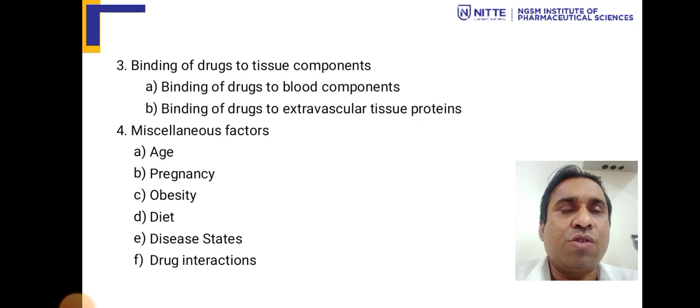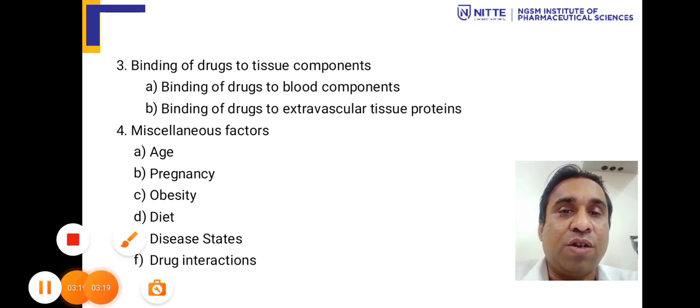Now binding of drugs to tissue components. Binding of drug to the blood components, binding of drug to extravascular tissue proteins, and miscellaneous factors like age, pregnancy, obesity, diet, disease state, drug interaction, all these effects. They are the miscellaneous factors of drug distribution.